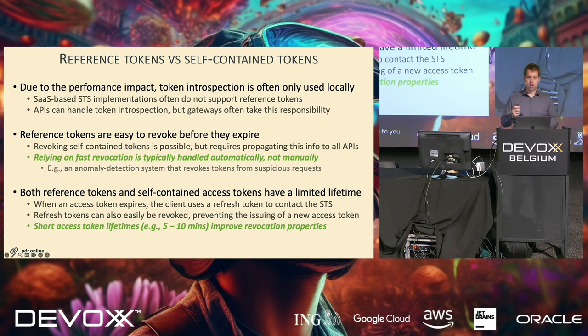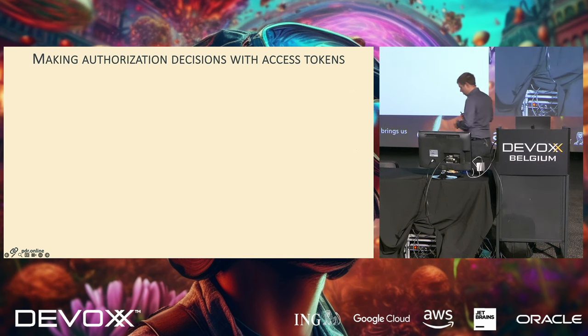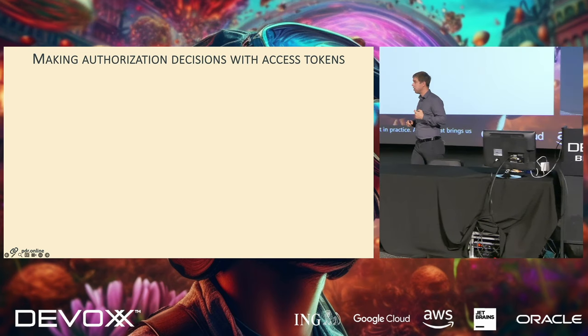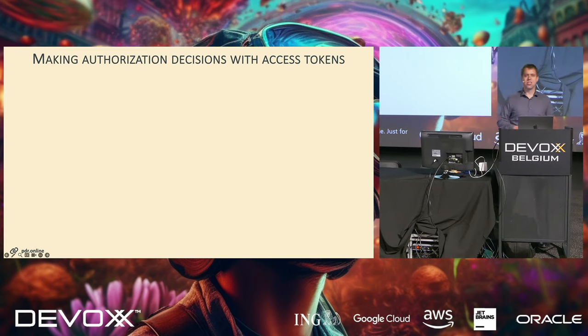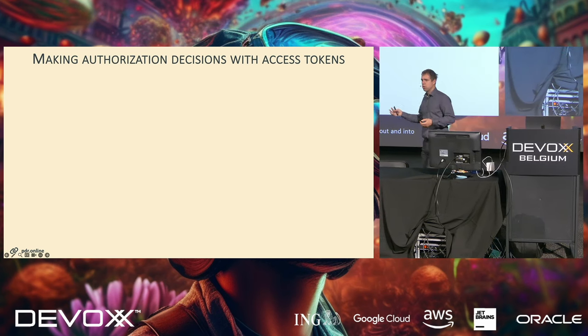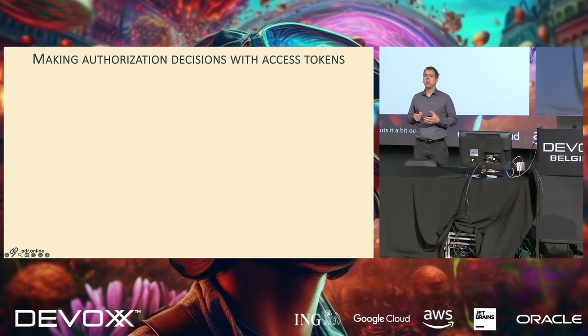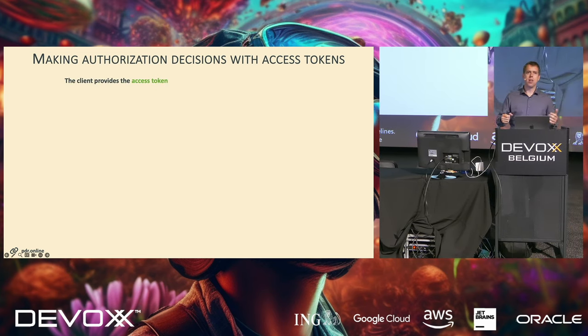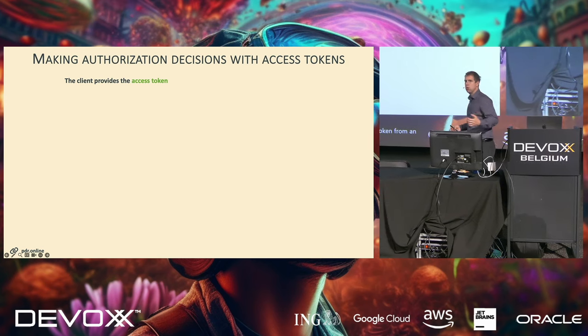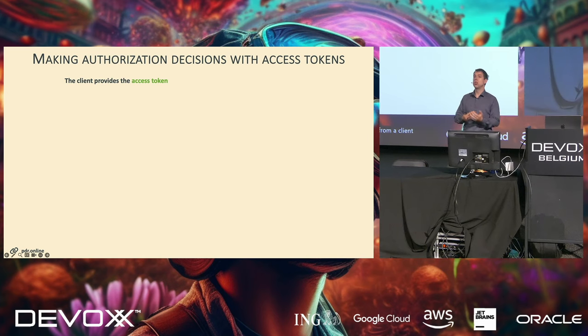All right. And that brings us to the final step, which I conveniently put in one slide, just for easy access. How do you make authorization decisions with access tokens? And that brings us out of the realm of OAuth and into the realm of API security, which also puts it a bit out of scope for this session, because it very much depends on how you want to make your authorization decisions. Some guidelines. Step one, the client sends you an access token. That's the premise we have here. Whether that's an access token from an authorization code flow or an access token from a client credentials flow doesn't matter. It's an access token issued by the STS.